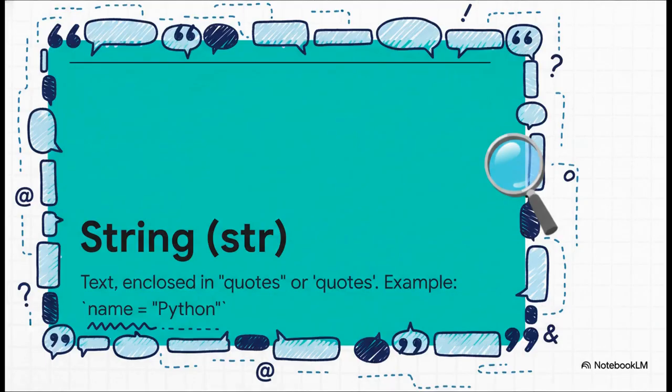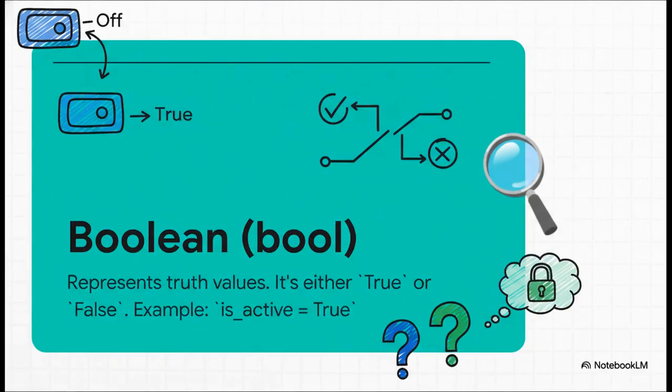And finally, we have one of the most powerful simple types, the bool, or boolean. A boolean is like a light switch. It can only ever have one of two values, True or False. And a really important detail here, you have to capitalize that T and F. This is absolutely crucial for asking questions in your code like, hey, is this user logged in? The answer will be either True or False.